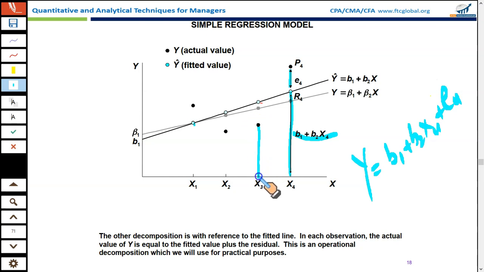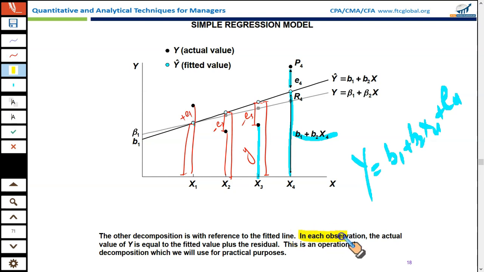But look at this. Here the actual value, this. So this actual value is equal to fitted line less residual E3, minus E3. So here this is the actual value. It is equal to fitted value less residual E2, minus E2. And here the actual value has two components, fitted value plus E1. So the residuals can be added or deducted to reach the required point. So in each observation, the actual value Y is equal to the fitted value plus or minus the residual. And then it says this is the operational decomposition which we will use for practical purposes.